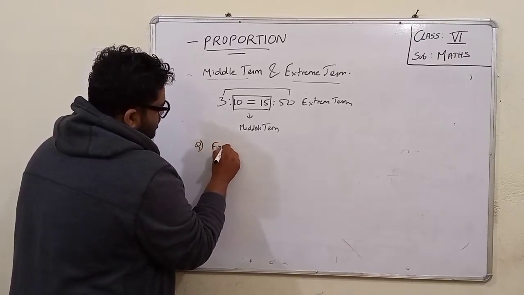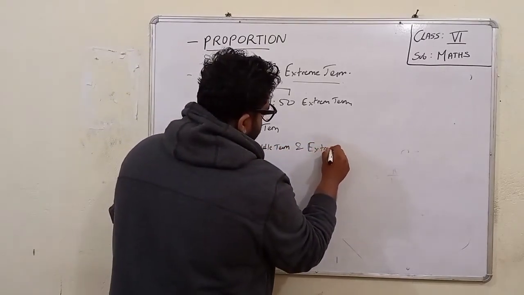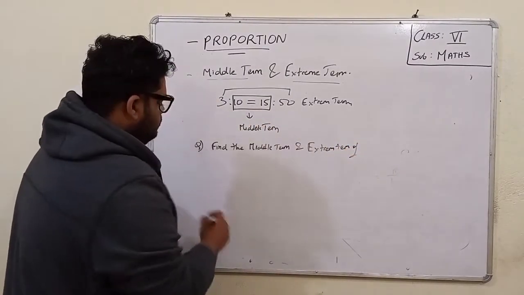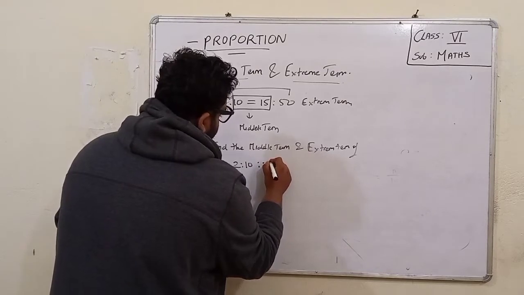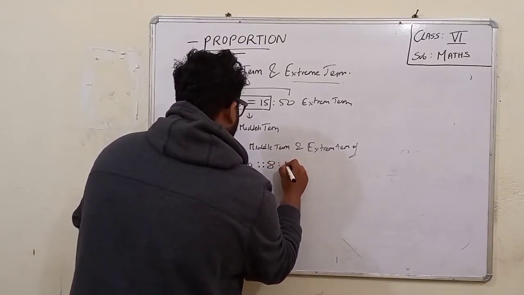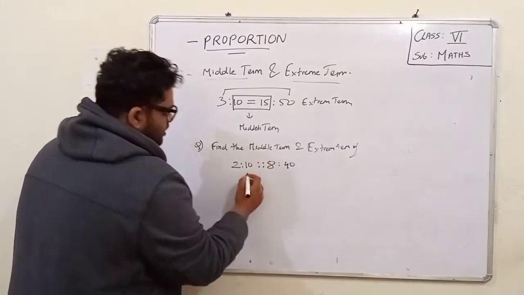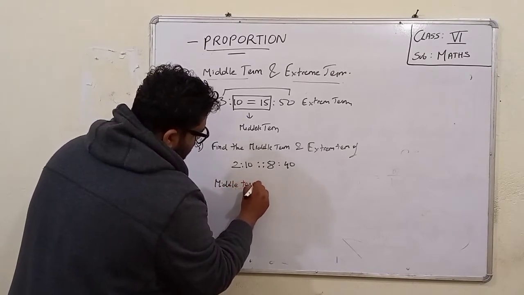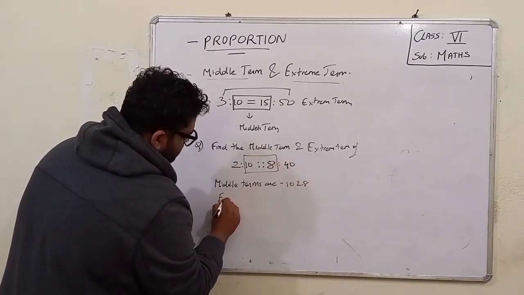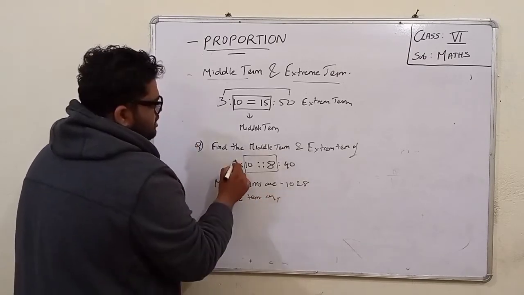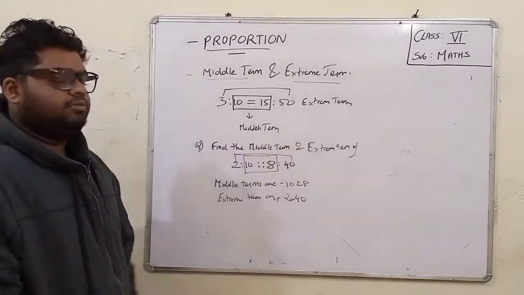So for example, find the middle term and extreme term of 2 is to 10 equals 8 is to 40. Are the ratios equal? Definitely, it is equal. So the middle terms are 10 and 8, and the extreme terms are 2 and 40. Okay, 2 and 40. This is how we find the middle term and extreme term in the case of proportion.